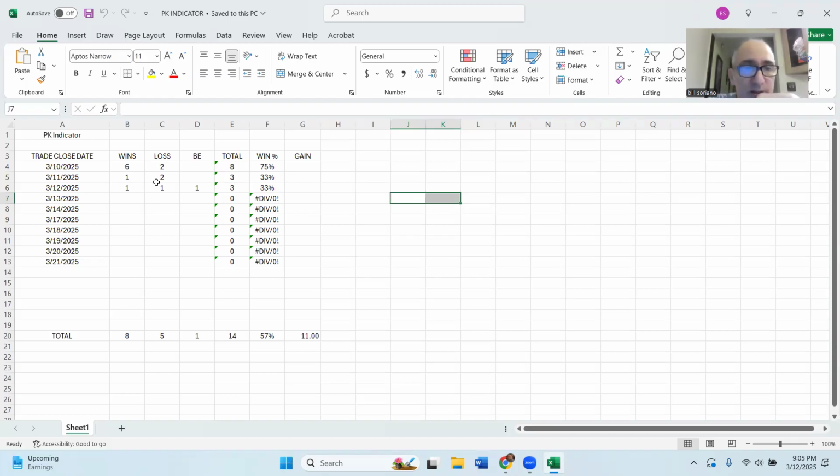Tuesday, we had 1 win, 2 losses out of 3 trades. That's a 33% win rate. And then today, there was 1 win, 1 loss, 1 break even, another 33% win rate. There's also 3 pairs that hadn't won or lost yet, so we'll have to wait till tomorrow to record them under 313 here.